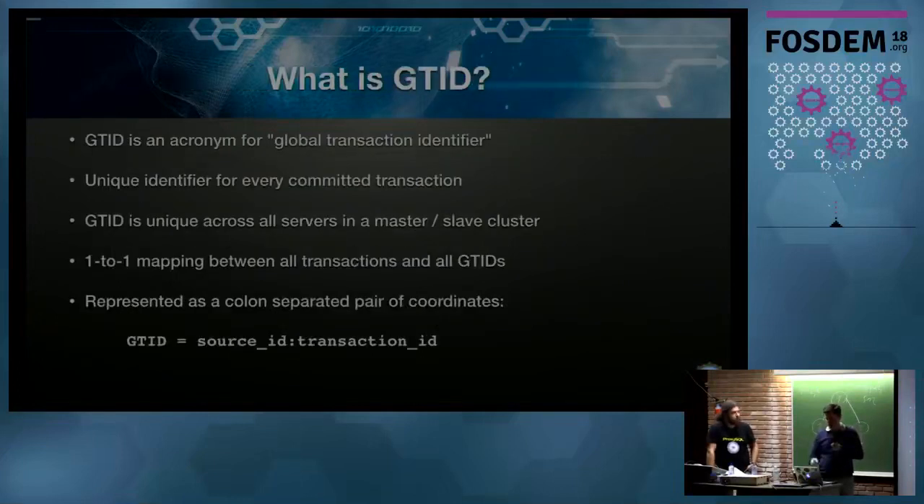So GTID was introduced to help solve this problem. Of course, the main difference here is that we have a unique identifier for every transaction, which is unique not just to that host, but to every single host within the cluster. The specific area that I want us to keep in mind for today's session is the structure of the GTID. It's basically a colon-separated identifier with the source ID and the transaction ID.